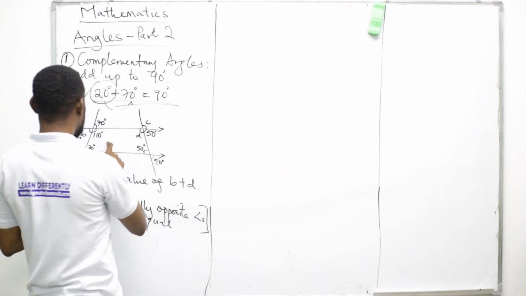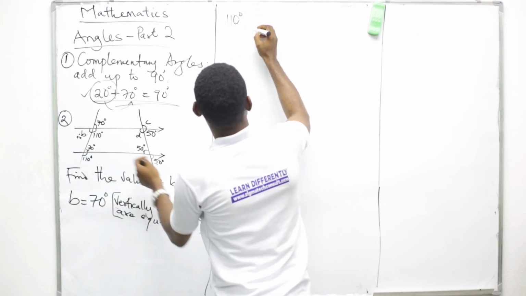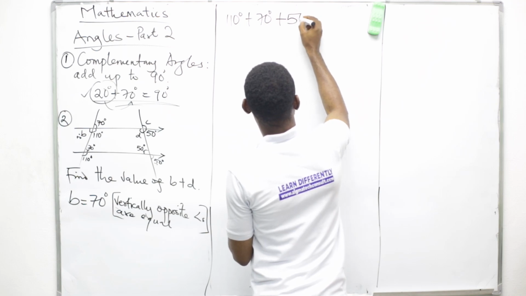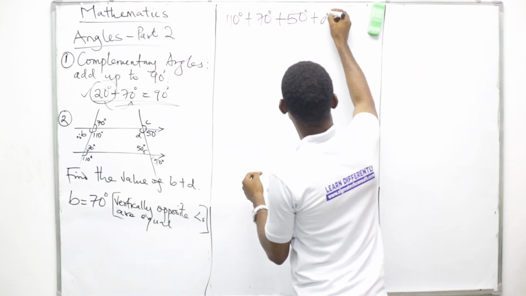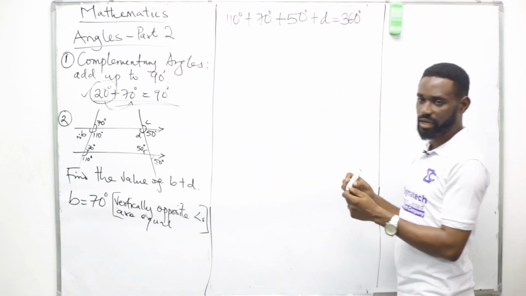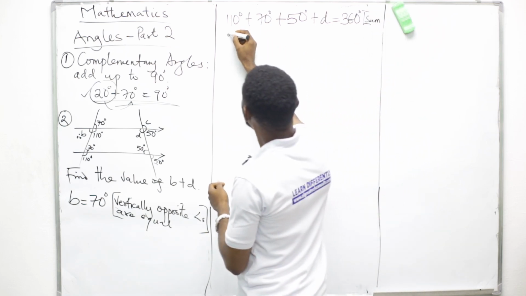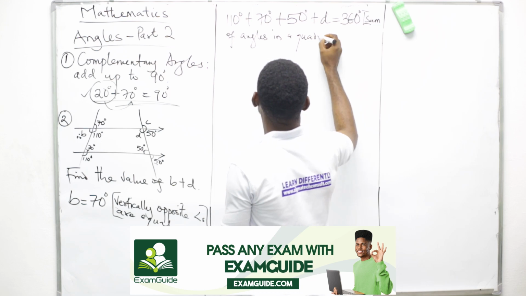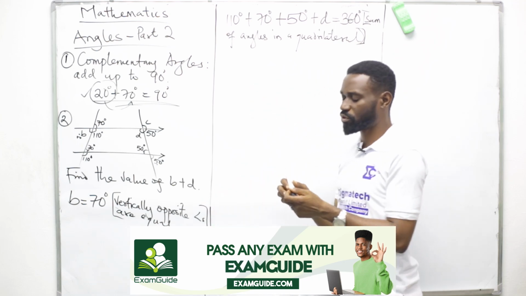Do you understand? So what it means is that here we have 110, that is this, plus 70 degrees, plus 50, plus D equal to 360 degrees. And I said it is the sum of angles in a quadrilateral. The sum of angles in the quadrilateral is 360.